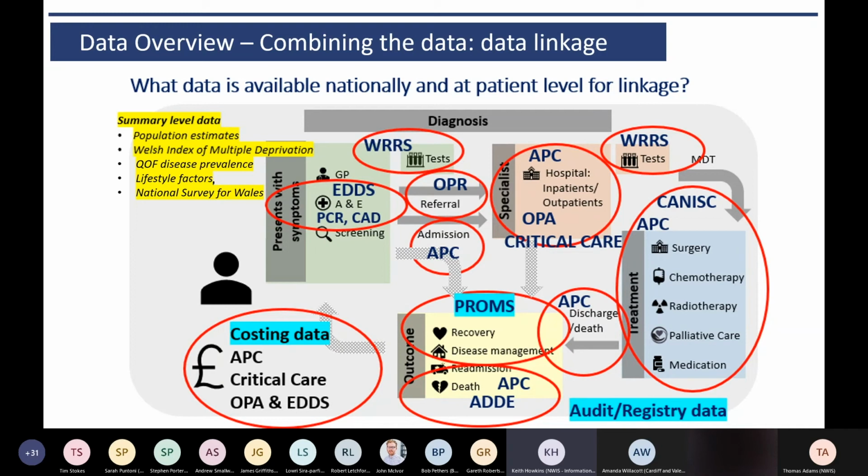These patient level data sets can be linked together using the patient's NHS number to bring the patient's journey to life. In addition, there are many summary level data sets which may be important in understanding outcomes, highlighted in yellow to the left of the slide. The three blue highlighted areas represent the core data sets, typically triangulated to determine value.